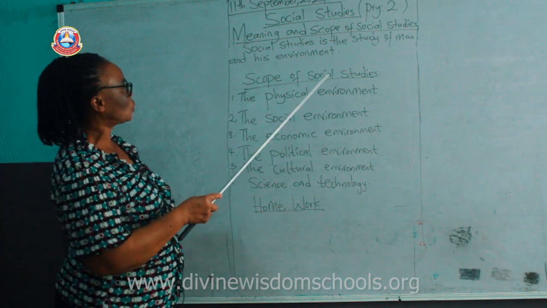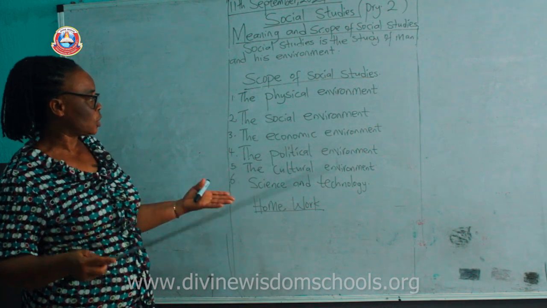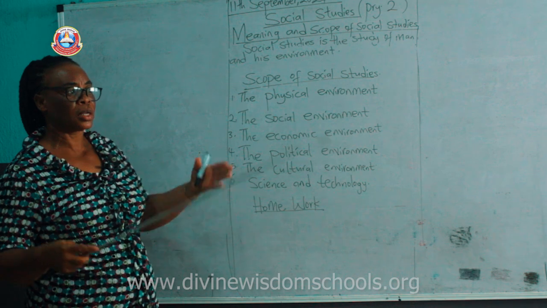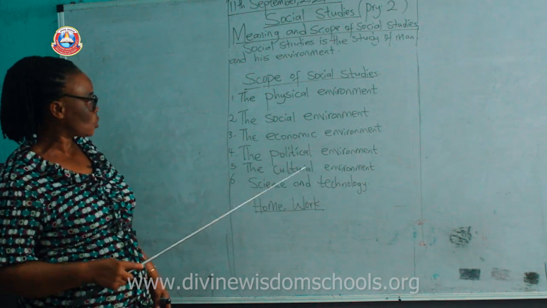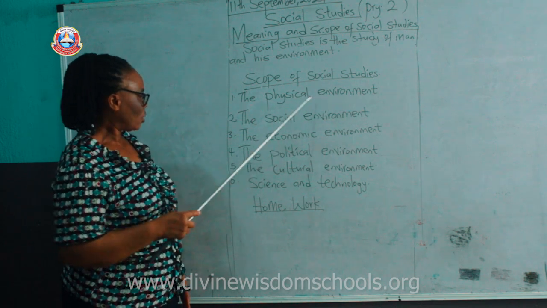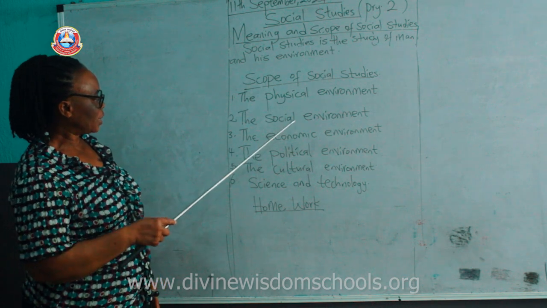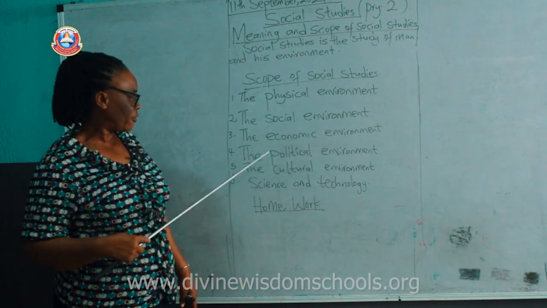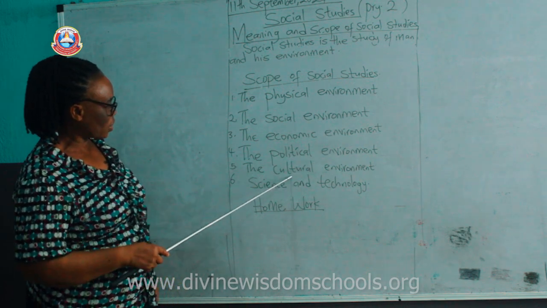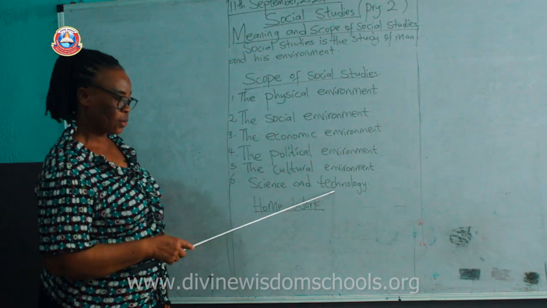Then the scope of social studies means the different areas where we can apply social studies to solve the problems of man or the problems of human beings. Let's mention the different scope of social studies. Number 1, the physical environment. Number 2, the social environment. Number 3, the economic environment. Number 4, the political environment. Number 5, the cultural environment. Number 6, science and technology.